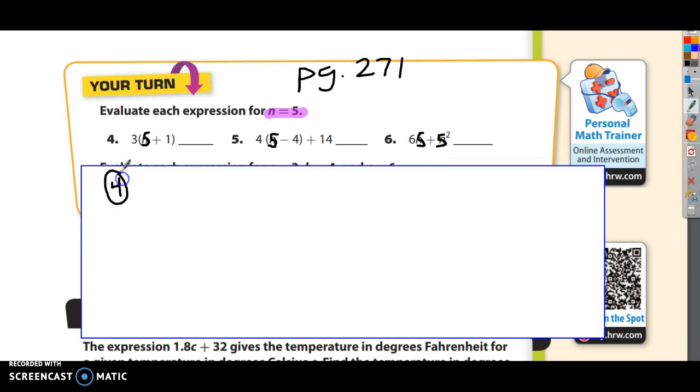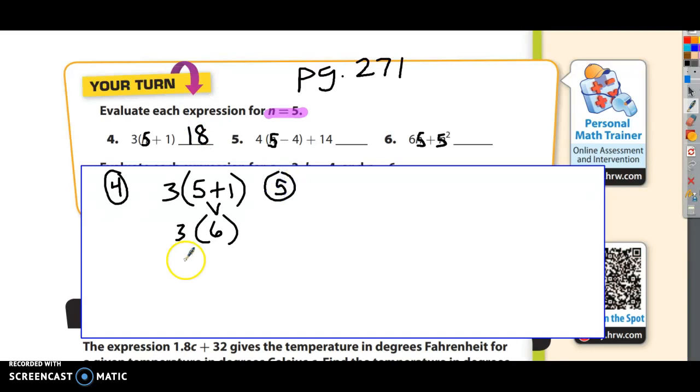Number 4 is 3 parentheses, 5 plus 1. And we need to do the inside of the parentheses first. 5 plus 1 is 6, and then 6 inside parentheses, 3 outside parentheses means 3 times 6. The answer is 18. 3 times 6 is 18. That's the answer to number 4.